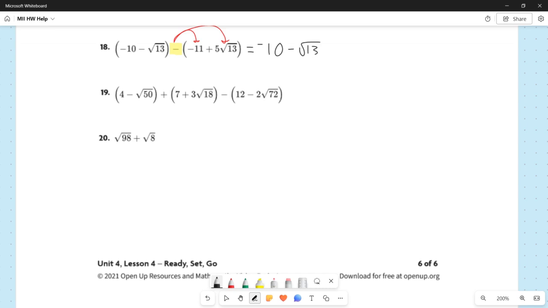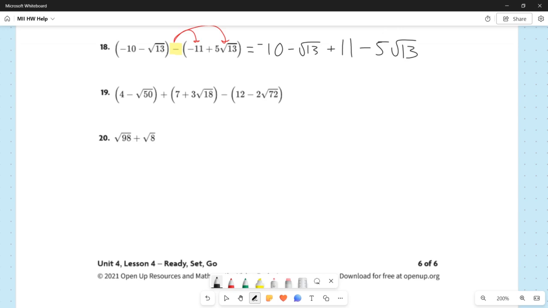So the original integer part of our second number was negative 11. However, because we're subtracting it, what we're really doing is subtracting a negative 11. And when you subtract a negative, you're really adding, right? So this becomes plus 11. Likewise, the irrational part of our second number was 5 root 13, and we were adding it. It was positive, but now we're subtracting it. So when you subtract a positive, you're subtracting. That's what that means. So we are now subtracting 5 root 13.